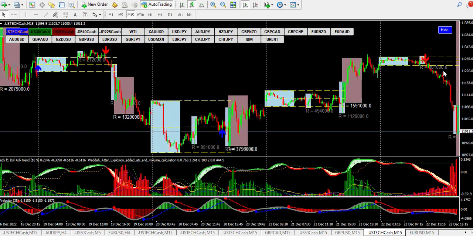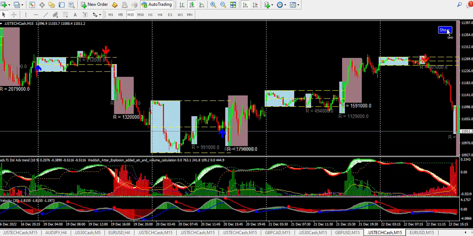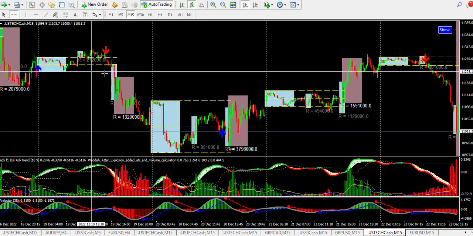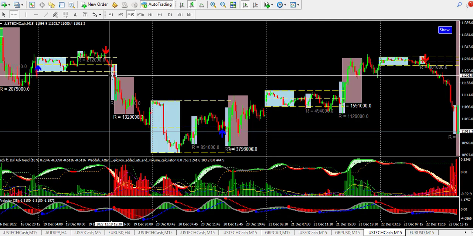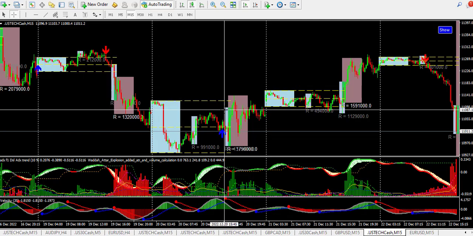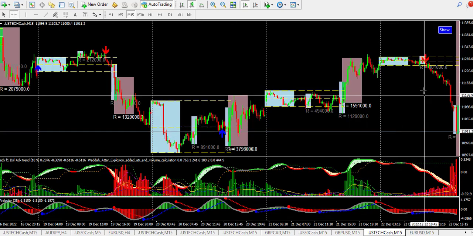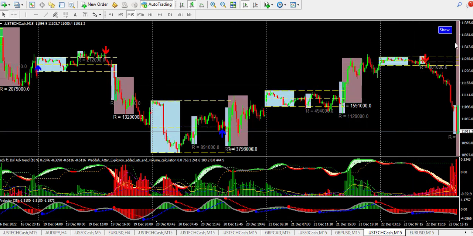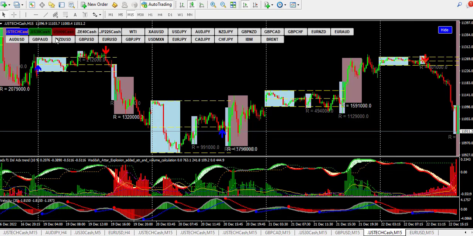So here it is on the US Tech cash, and look at the signal also, very accurate. Also we have a buy here at this particular point. All the indicators are in agreement at this point for a sell. Buy at this point, all the indicators are in agreement, and the sell, all the indicators are in agreement. It is a good strategy that anyone can use at all.